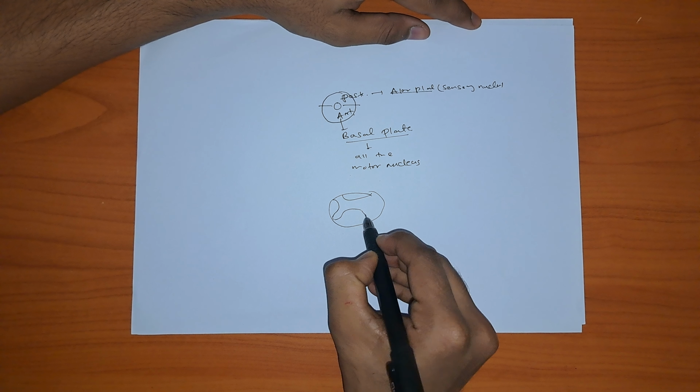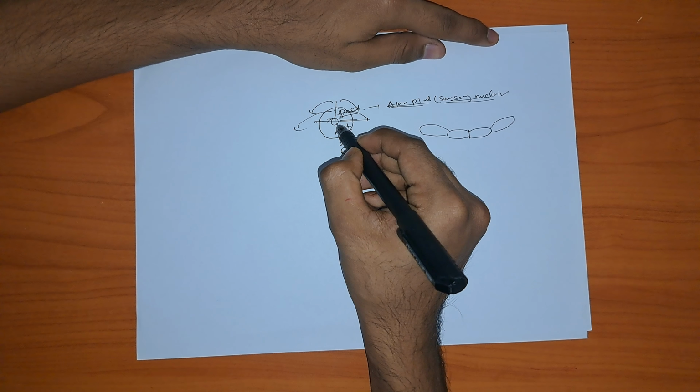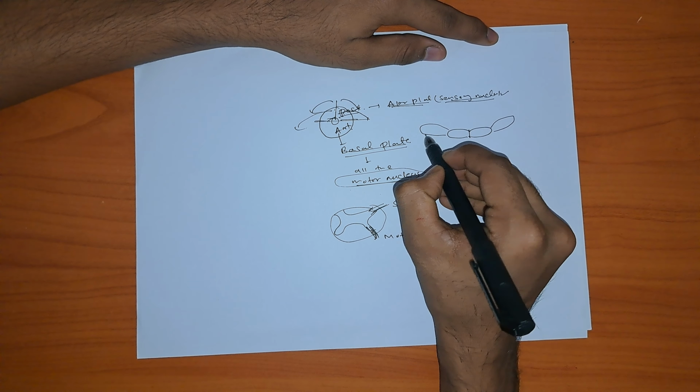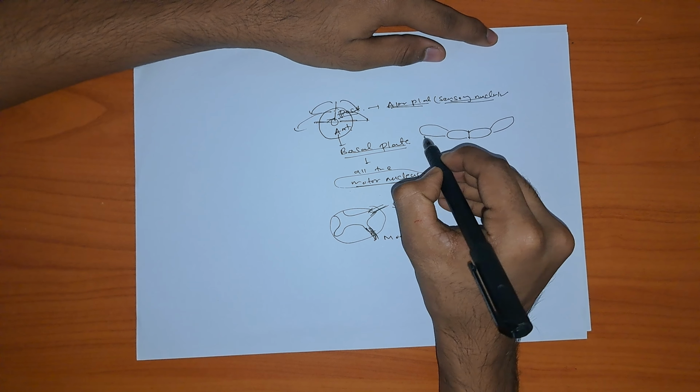So when this neural tube divides, it divides in such a way that the posterior portion comes to the lateral side, and the anterior portion is on the medial side. The posterior portion comes to the lateral side, and the anterior side remains medial. This is how it happens after development.